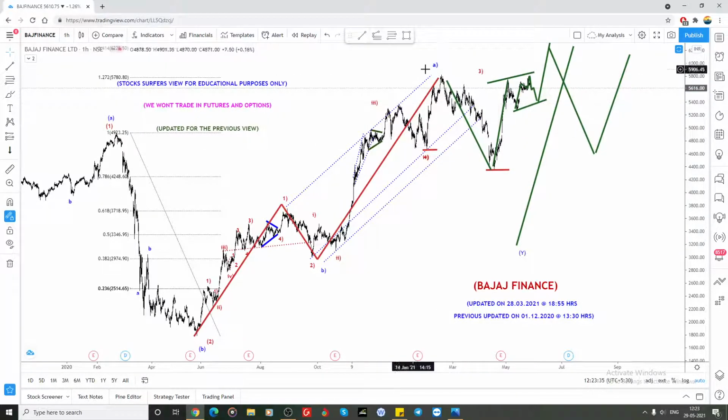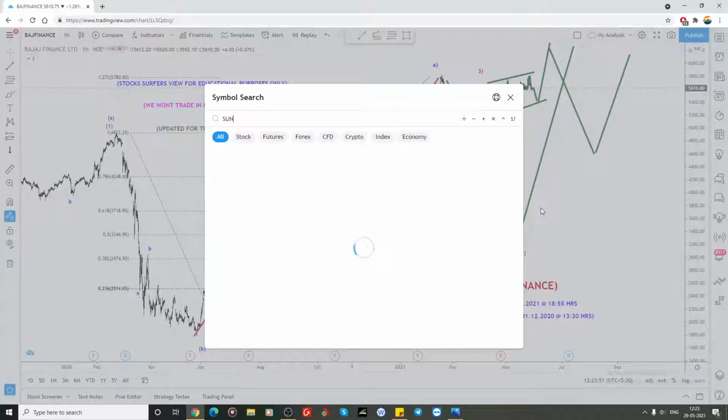But I am not so interested in this, because it already did the 5-wave here. Whether this is a 5-wave structure or A, B, C like that, there's a lot of confusion here. So let's complete the structure, then only we can come to a conclusion here. And the Sun TV.